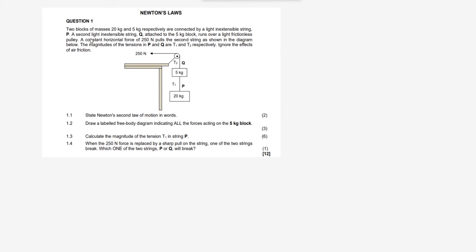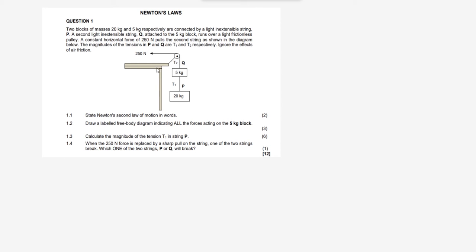It says two blocks of mass 20 kg and 5 kg respectively are connected by a light inextensible string P. A second light inextensible string Q attached to the 5 kg block runs over a frictionless pulley. A constant horizontal force of 250 newtons pulls the second string as shown in the diagram below. The magnitudes of the tensions in P and Q are T1 and T2 respectively. Ignore the effects of air friction.